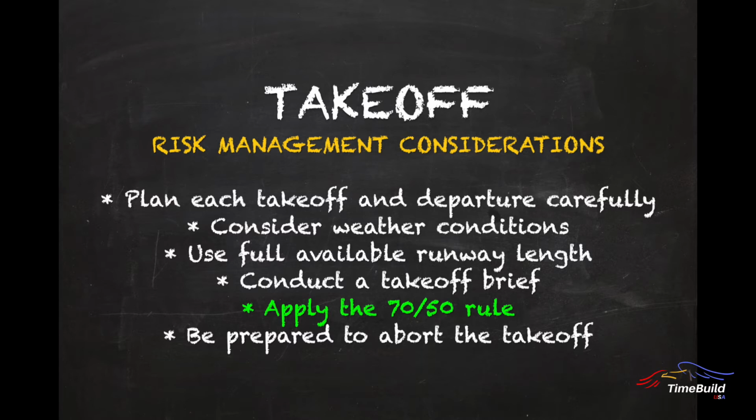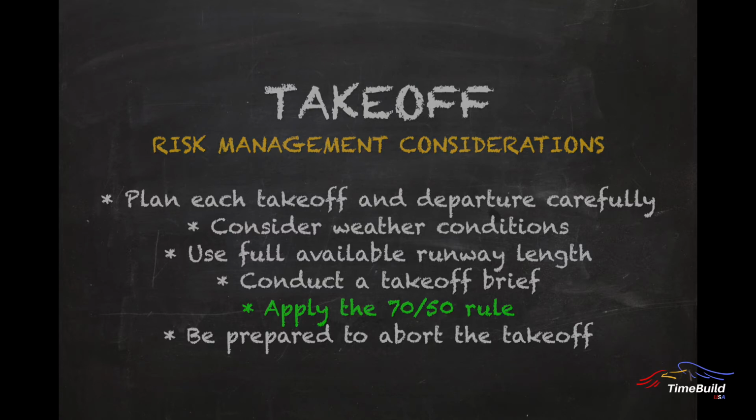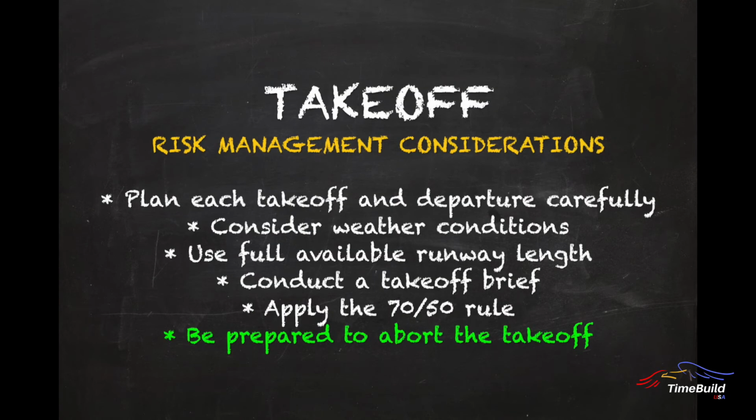For shorter runways, apply the 70-50 rule described in our takeoff module. In essence, if the aircraft has not achieved at least 70% of rotation speed by the midpoint of the runway, then abort. Always be prepared to reject a takeoff in the event something does not appear to be right. As the old saying goes, it is better to be on the ground wishing you were in the air than in the air wishing you were back safely on the ground.